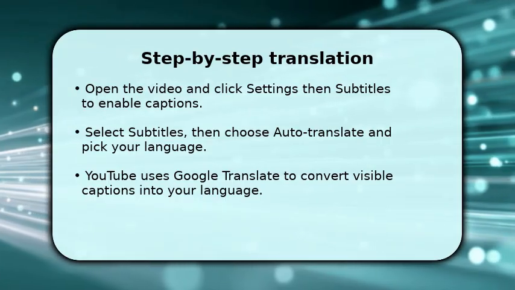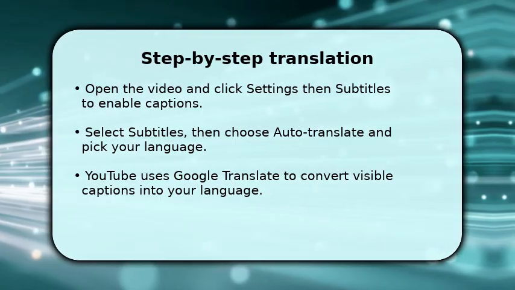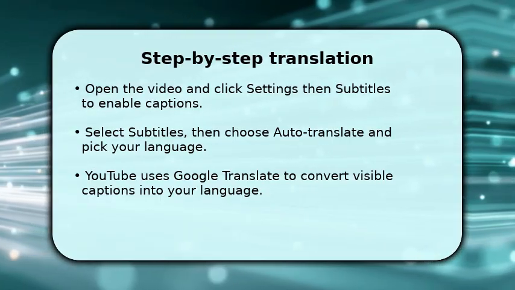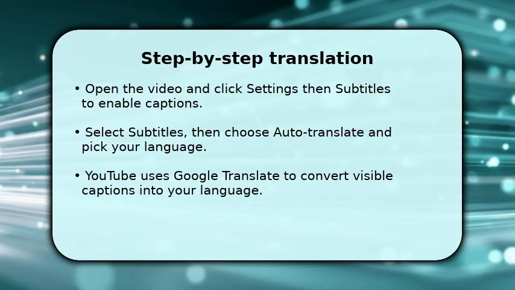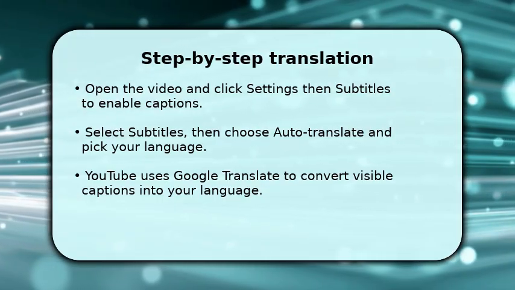Click the settings gear icon, then choose subtitles to enable captions. If no subtitles appear, enable auto-generated captions in the subtitles menu. Next, choose subtitles again and select auto-translate from the language list.